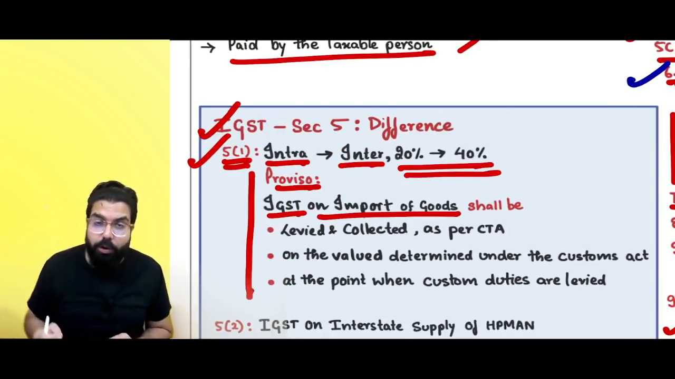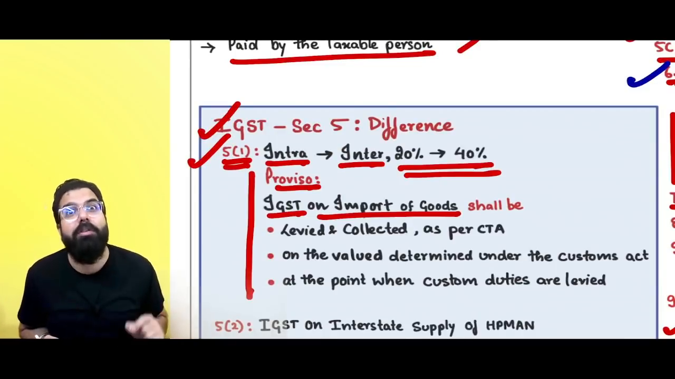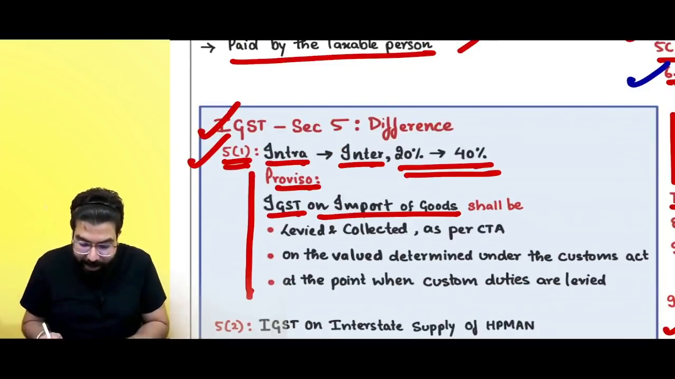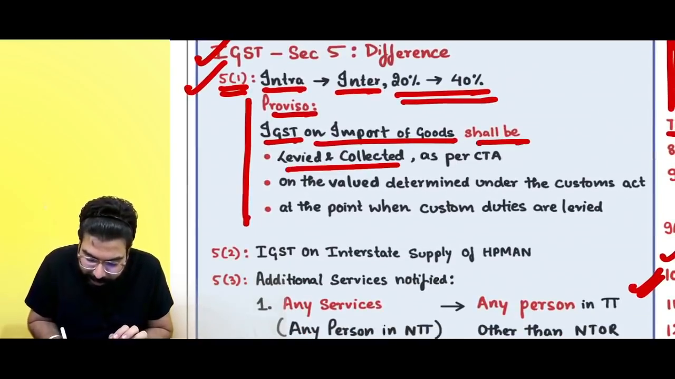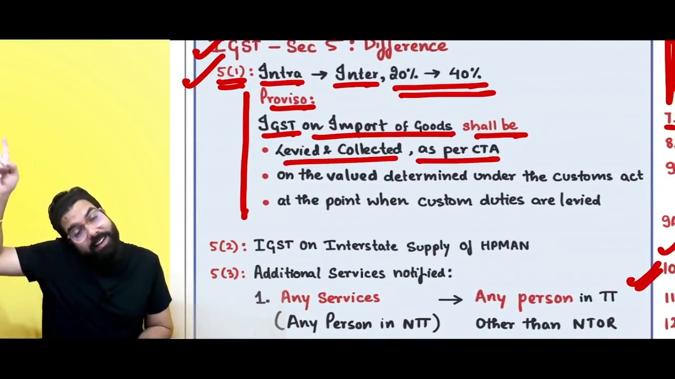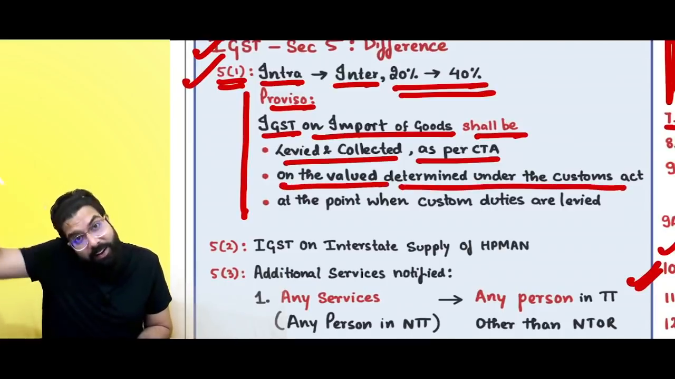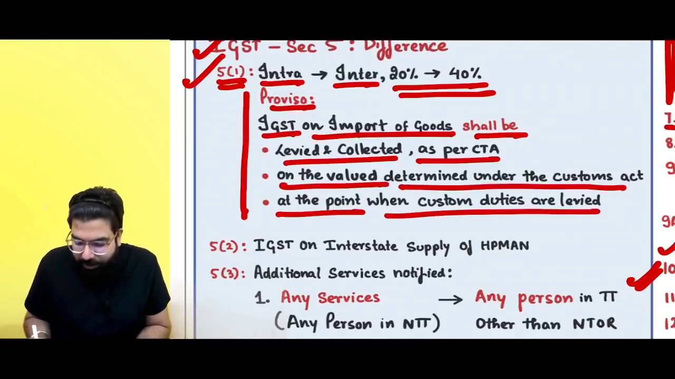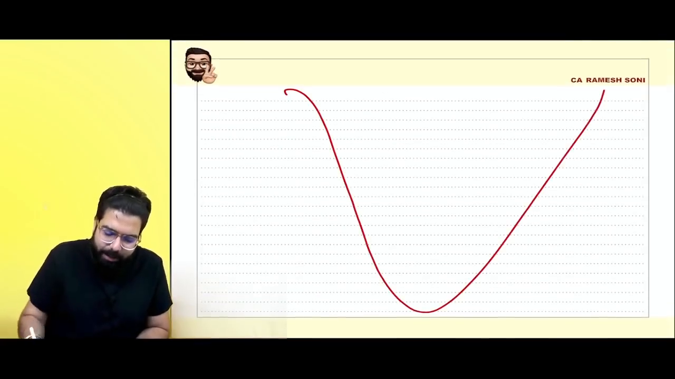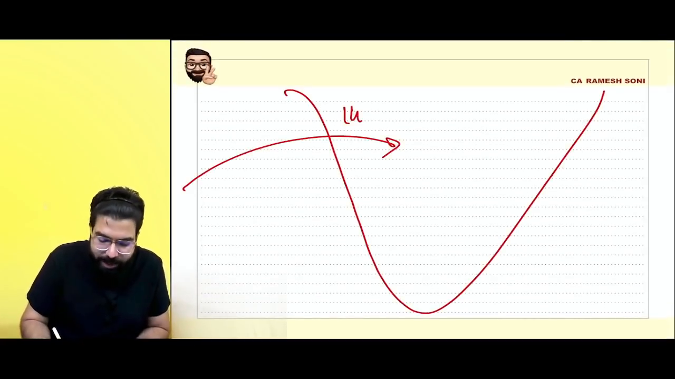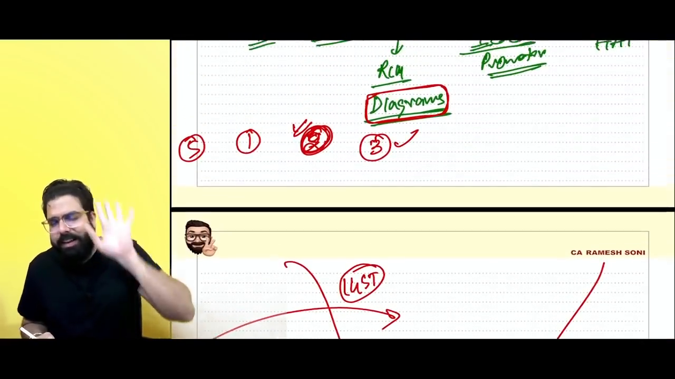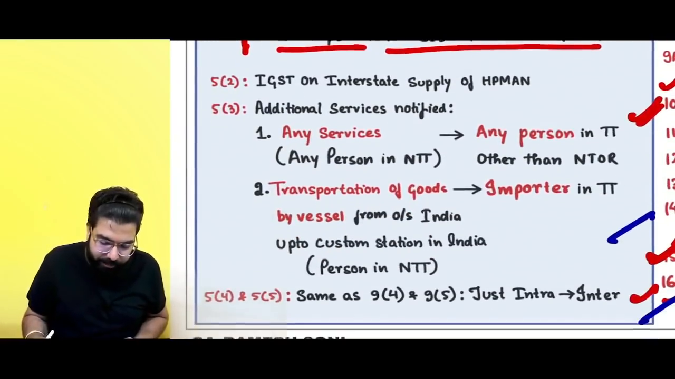Whenever you import the goods, IGST shall be levied because import is interstate supply, and that shall be levied and collected as per the custom tariff act, on the value determined under the custom act. At the point when custom duties are levied, basically they are telling, Ramesh, whenever you import something, IGST shall be levied, and this shall be levied and collected under the custom act. Done, sir. Point is clear.